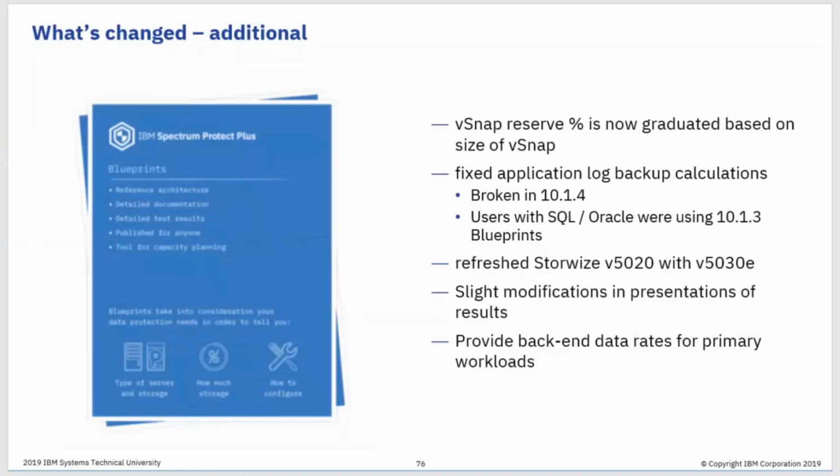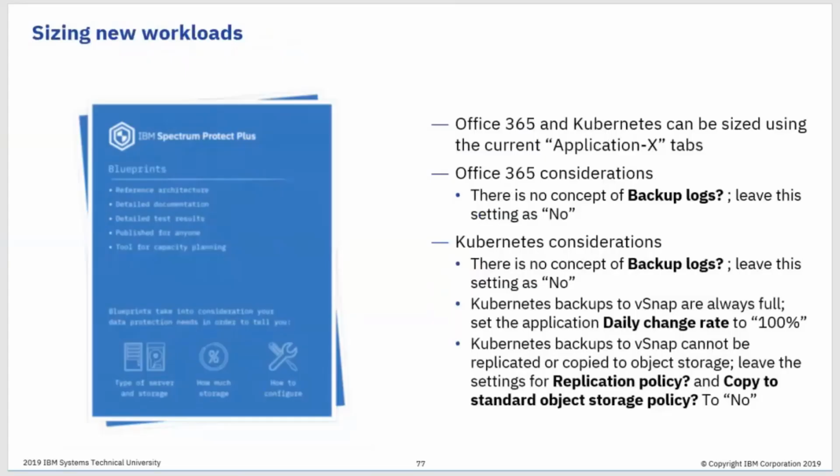And we are also adding a new result, which is the back-end data rates for the primary workloads, to understand the data rates you need for the data after it's compressed and deduplicated. Now it has to be written to the disk, what kind of data rates you need to sustain performance. And then I mentioned sizing new workloads. Back in 10.1.2 or 10.1.3, we went away from having individual tabs for Oracle, DB2, and SQL because for the most part, all these applications behave the same from a sizing perspective.